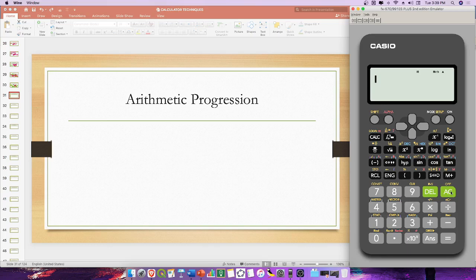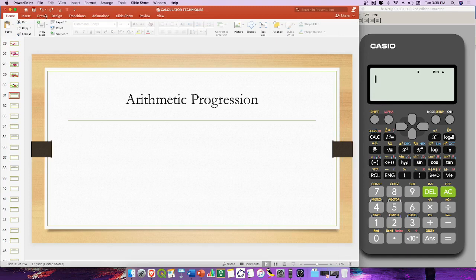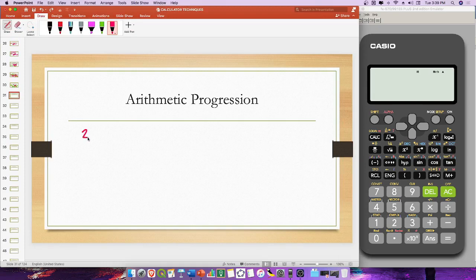So I have here an example of the arithmetic progression. So here is my example: 2, 4, 6, 8. So this is an arithmetic progression. Another example is -5, 0, 5, 10. So that is also an arithmetic progression.